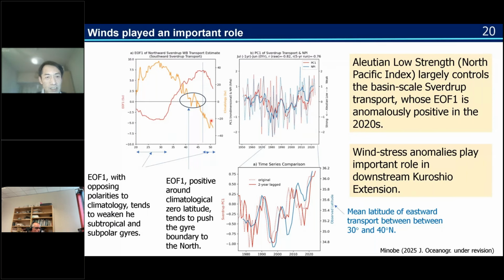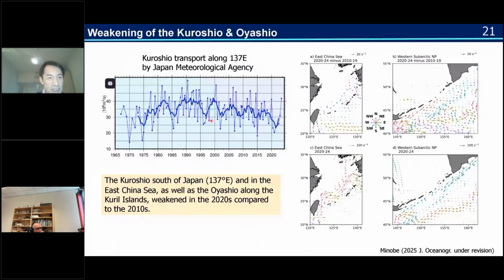So this is actually consistent with what is found in the Kuroshio to the south of Japan. This is JMA's analysis. So the Kuroshio south of Japan has weakened recently. And also ORAS5 indicates the Kuroshio in the East China Sea has a southwestward anomaly that is opposite to the northeastward mean current, and also a northeastward anomaly in the Oyashio region, the Oyashio current along the Kuril Strait, which is also opposite to the climatology. So this indicates that in the recent condition both the Oyashio and Kuroshio are strongly weakened.